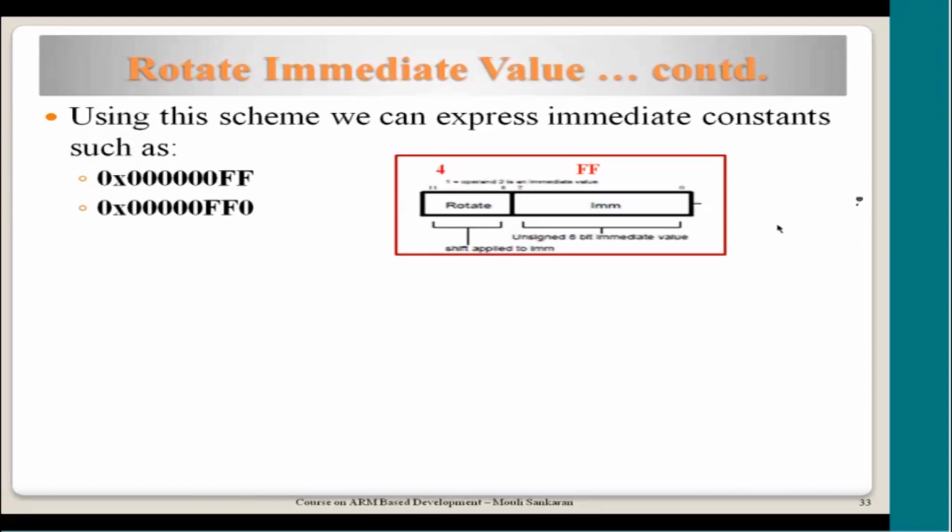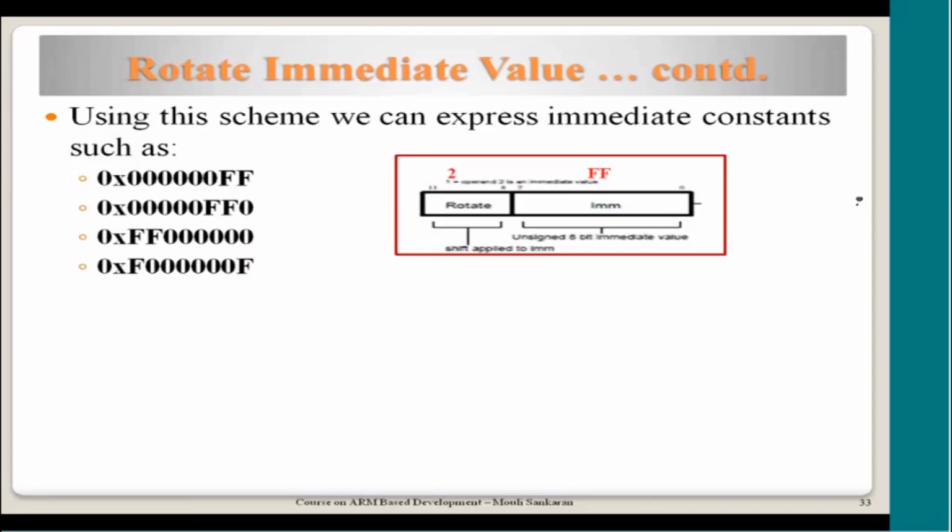Okay, let us take one more example. If I want FF to be loaded, effectively as a programmer you will be mentioning it as this constant, and internally the assembler generates this pattern and puts it in. You don't have to do this. So the assembler will put a 4 here and then FF here. What does it mean? 4 into 2, that means 8 rotations to the right. So the FF will be sitting here to start with in the barrel shifter, and then it will be rotated by 8 bits. So it will come back into the MS byte of the value and then goes into the ALU. So you can effectively get this pattern also implemented.